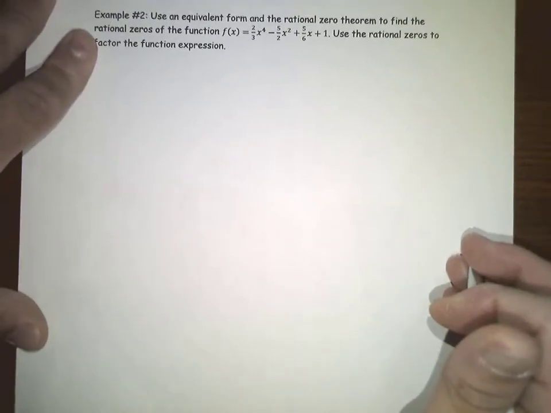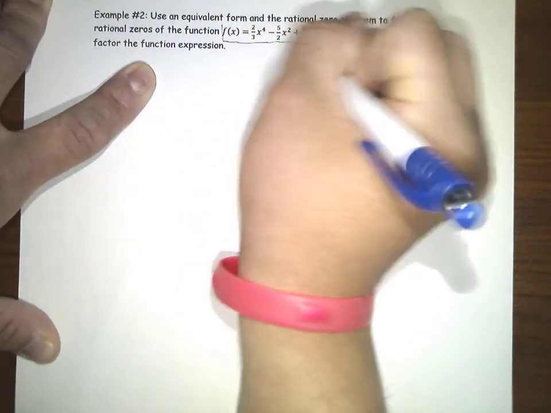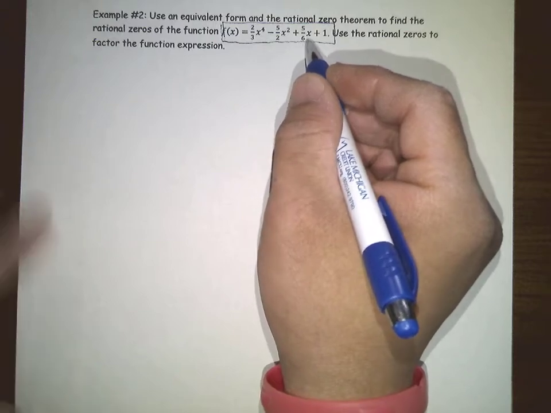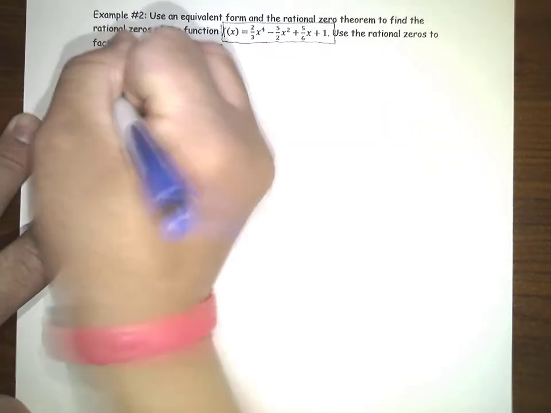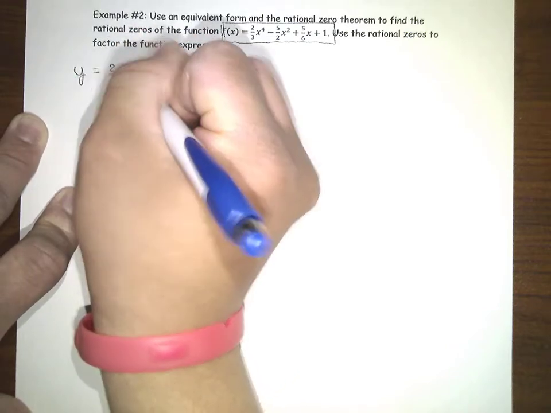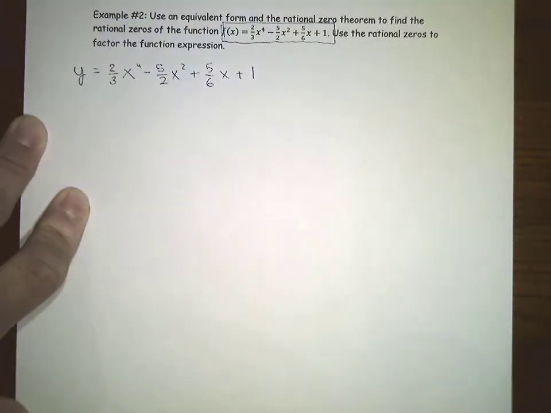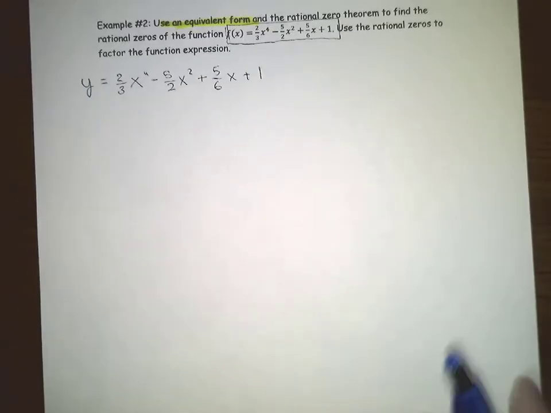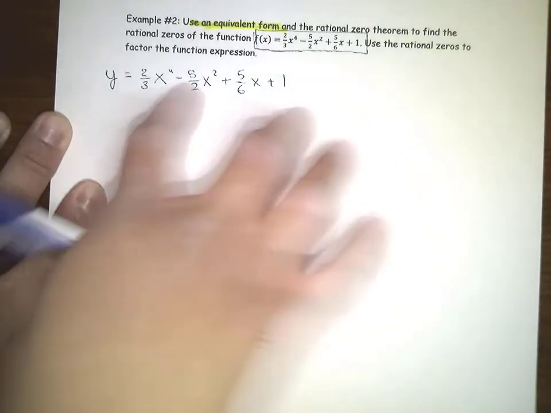So use an equivalent form in the rational zero theorem to find the rational zeros of this function. F of x is equal to 2/3 x to the 4th minus 5/2 x squared plus 5/6 x plus 1, and use the rational zeros to factor the function expression. So I'm actually going to write this as just y is equal to 2/3 x to the 4th minus 5/2 x squared plus 5/6 x plus 1. When I say use an equivalent form here, that means I can actually just multiply by, well, one way to do this is to multiply by 6 to clear the fraction. So 6, 6, 6, 6, 6.